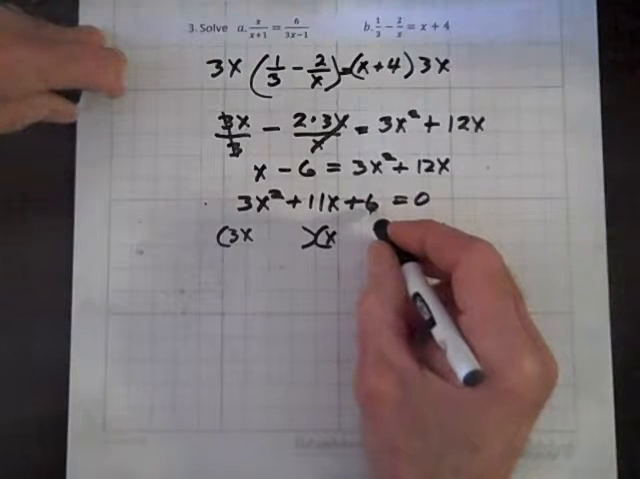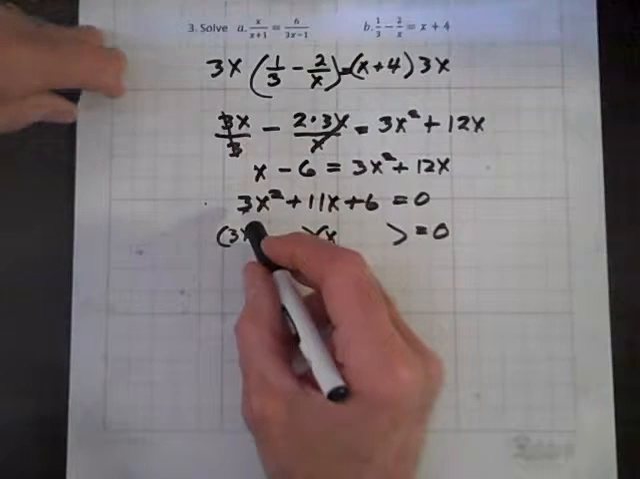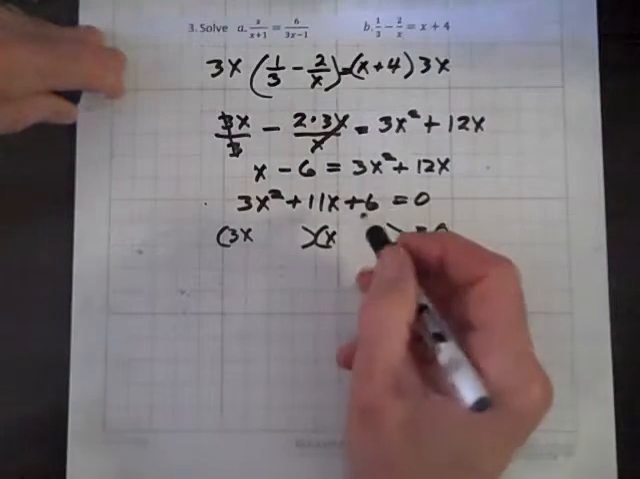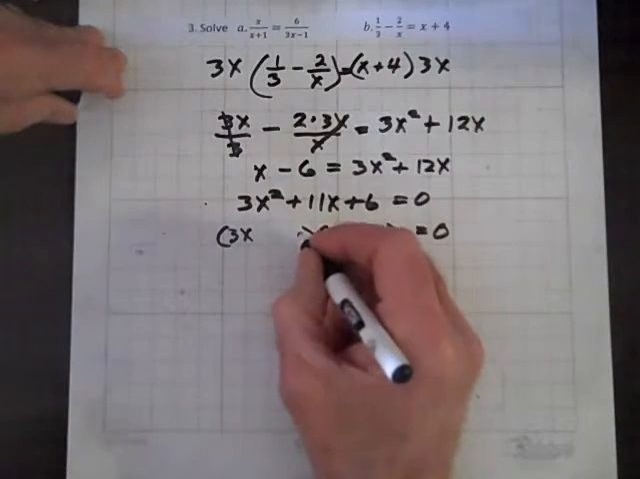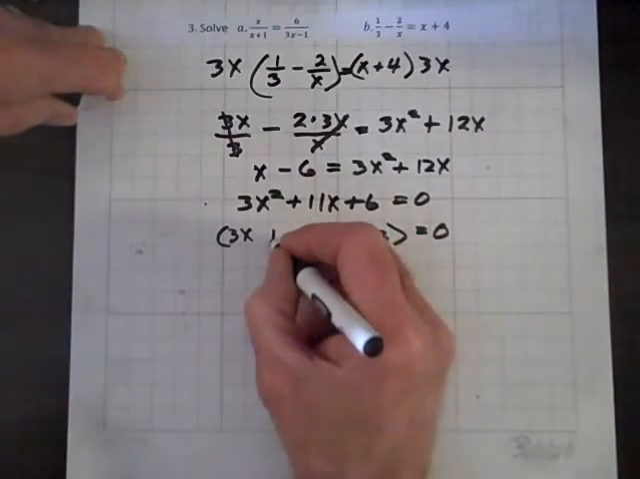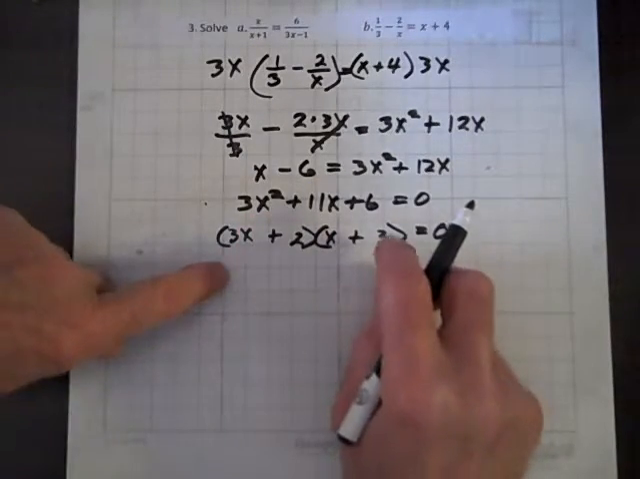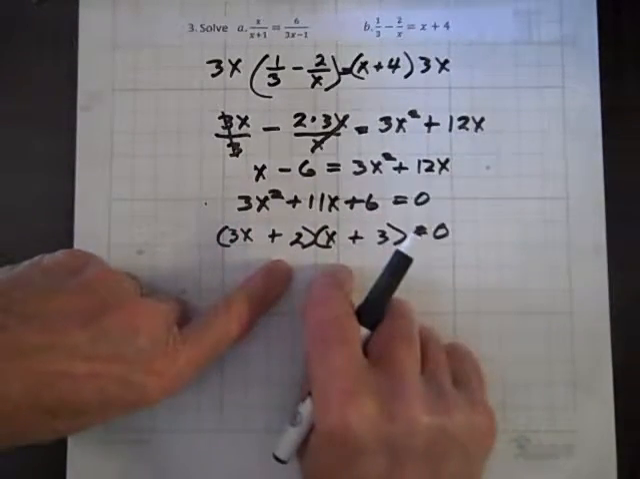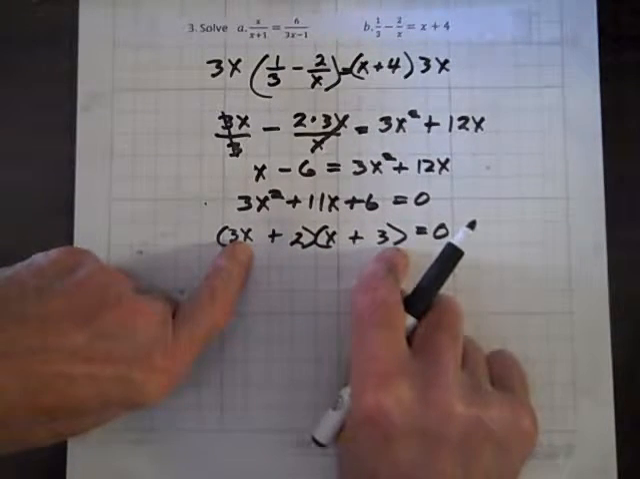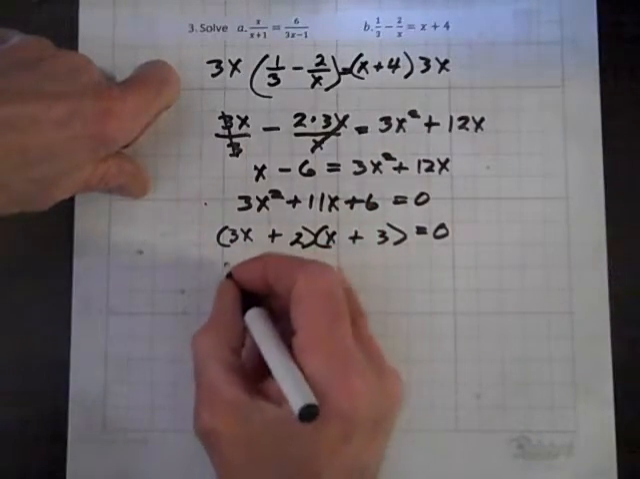The factors of 6, such that when they're multiplied by the factors of 3, the combination that works will be 2 and 3, and plus and plus. Now let's try it out. 3x times x is 3x squared. 2 times 3 is 6. The product of these two is 2x. The product of these two is 9x. Add them up, you get 11x. So it works. Now let's solve.